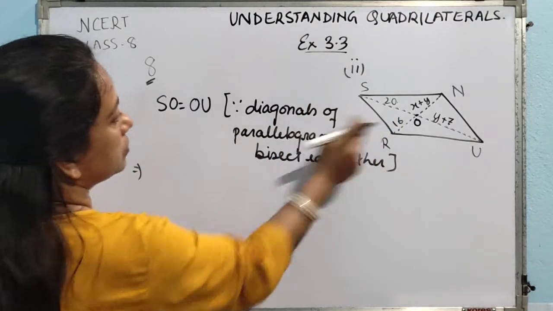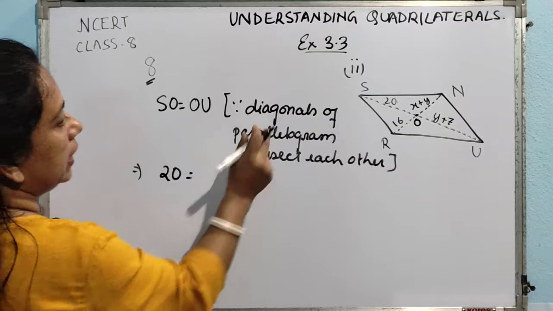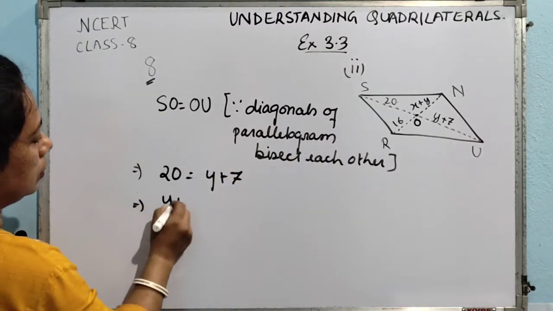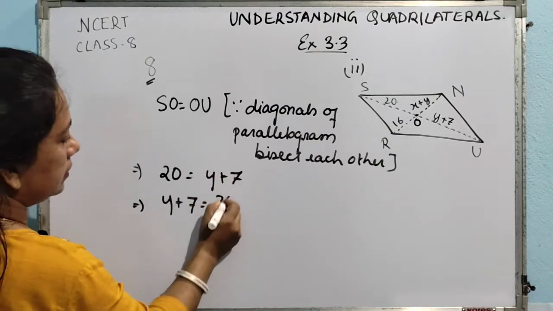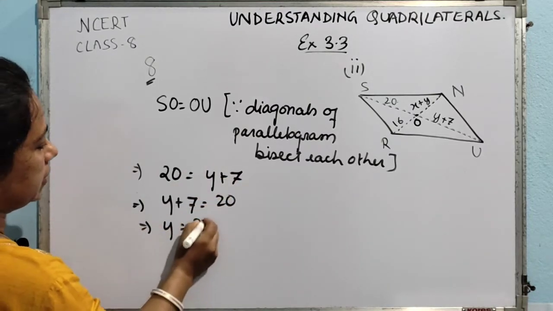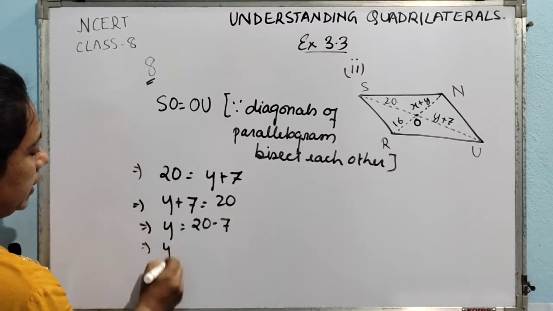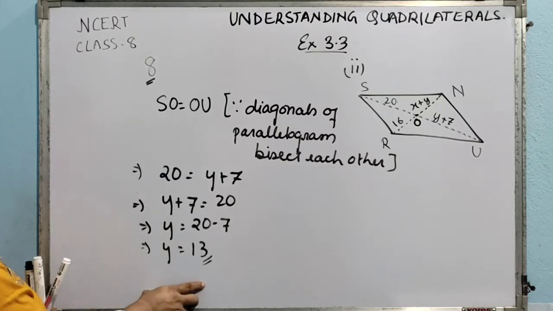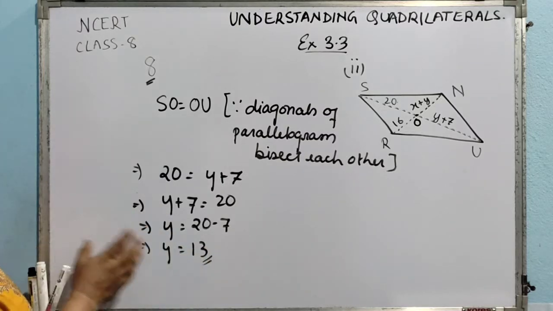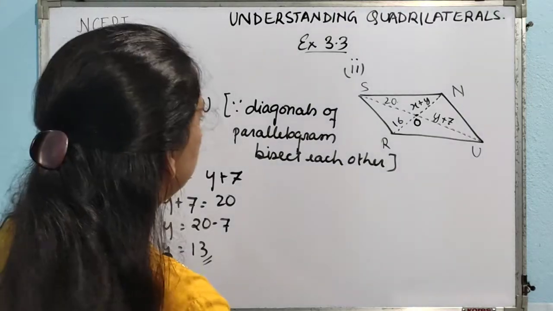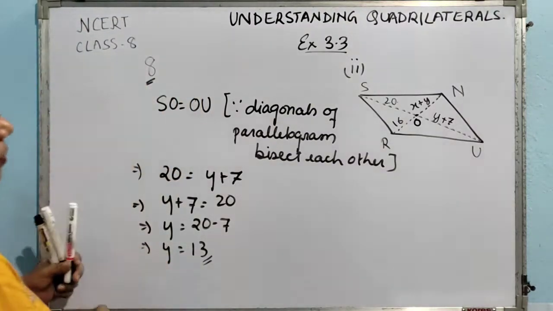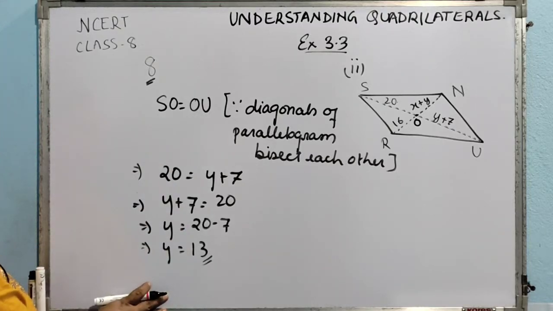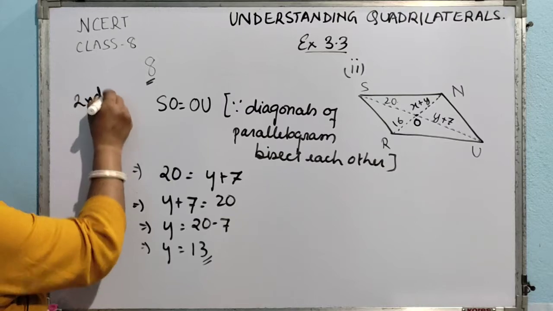Now what is the measurement of SO? They have given it to be 20, and OU is y plus 7. So if you wish, you can bring it on the left hand side. Then y is equal to 20 minus 7. So y is equal to 13. Clear? So we got the value of y is equal to 13. Now for the second part we can write the same reason. You can pause the video and write it down. Now the second part I will be telling you.